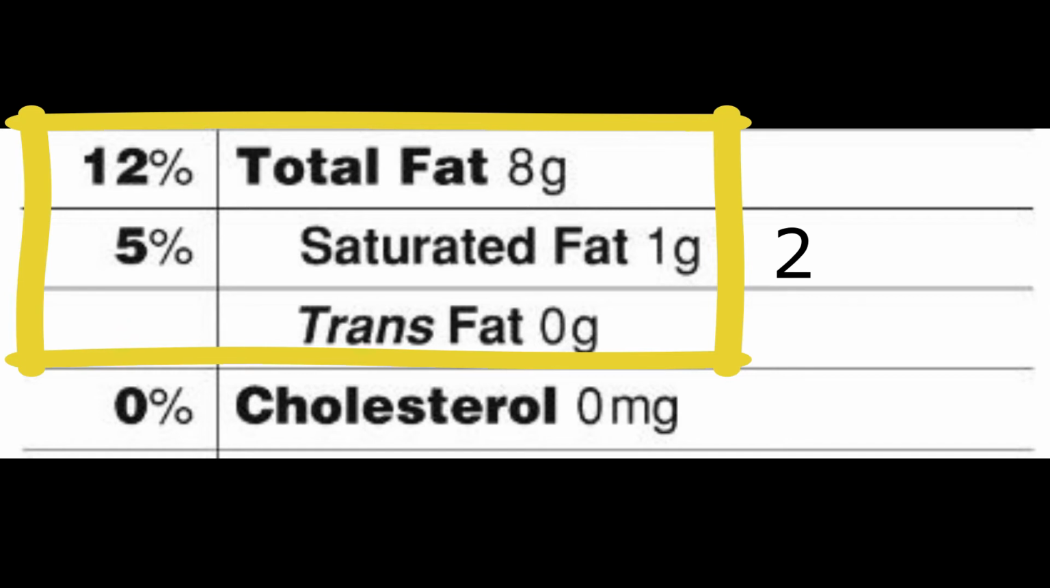On the next line, you'll see saturated fats. Saturated fats are one of the two fats you should limit. It is generally an animal fat and solid at room temperature. In this product, there is 1 gram of saturated fats.